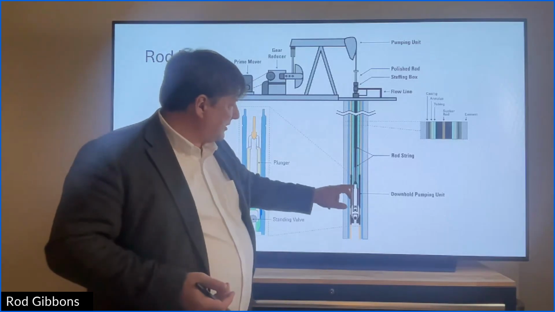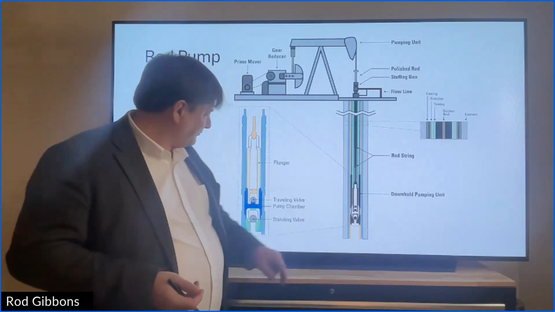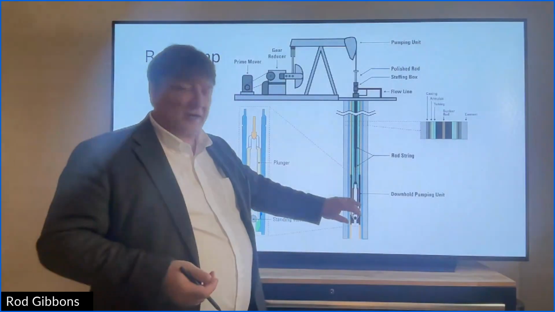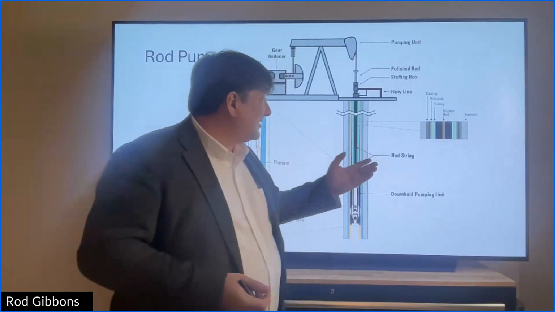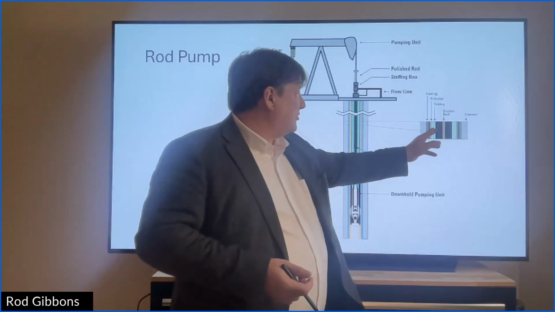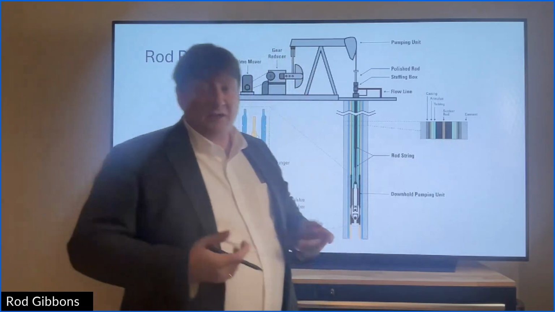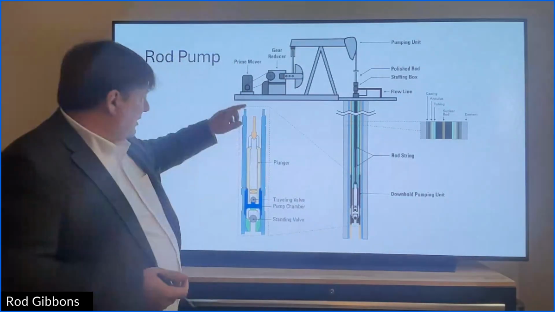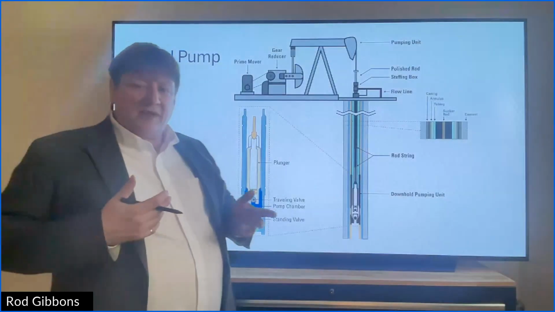So there's a rod string. We have sucker rods, they're called, down to the downhole pump down here, and this is run inside the tubing string. As we talked about previously, you have your casing cemented in with an annulus, and then your tubing run, and then inside the tubing would be a sucker rod. That sucker rod would run down, and on the bottom of the sucker rod, there is a pump.